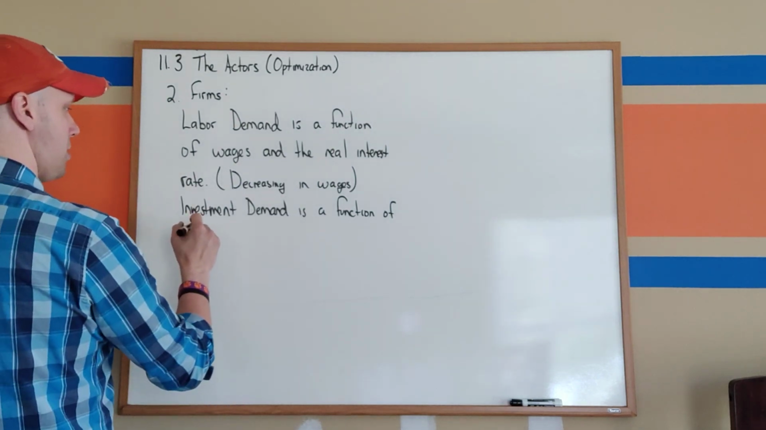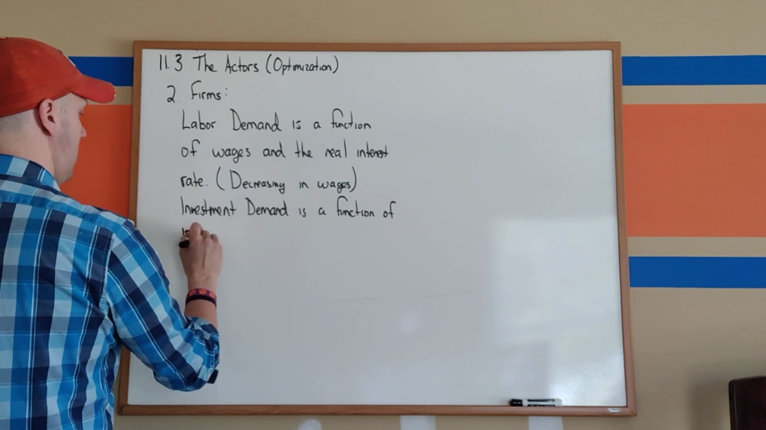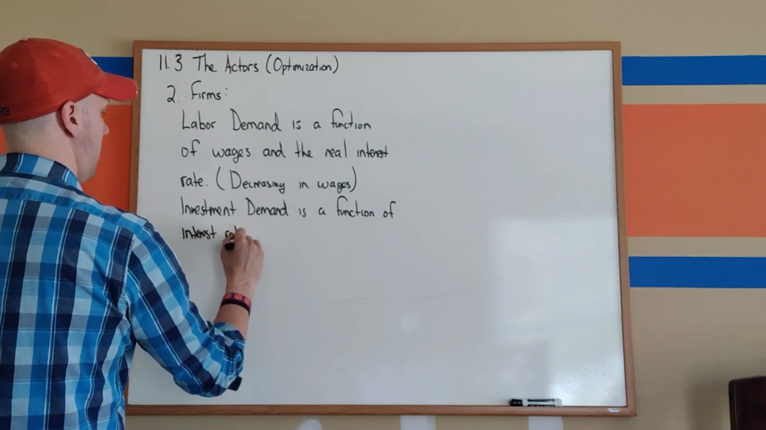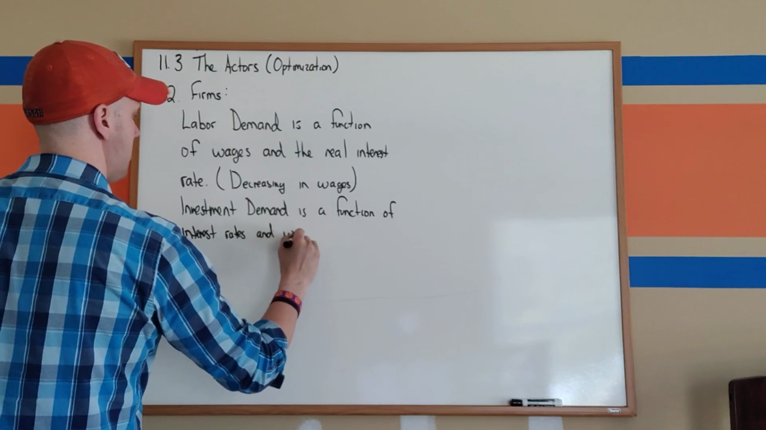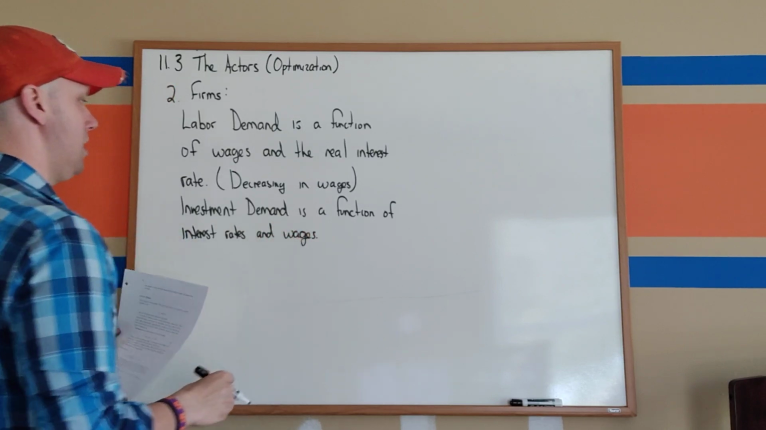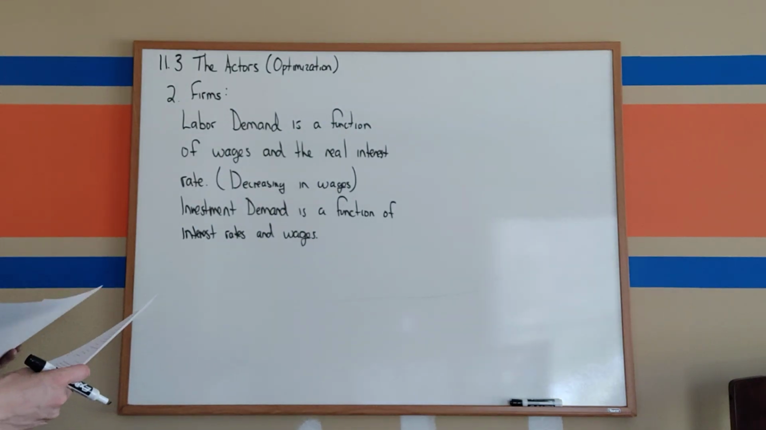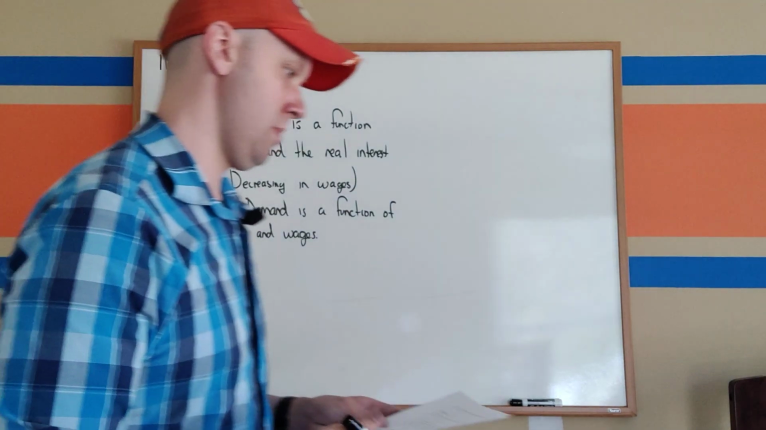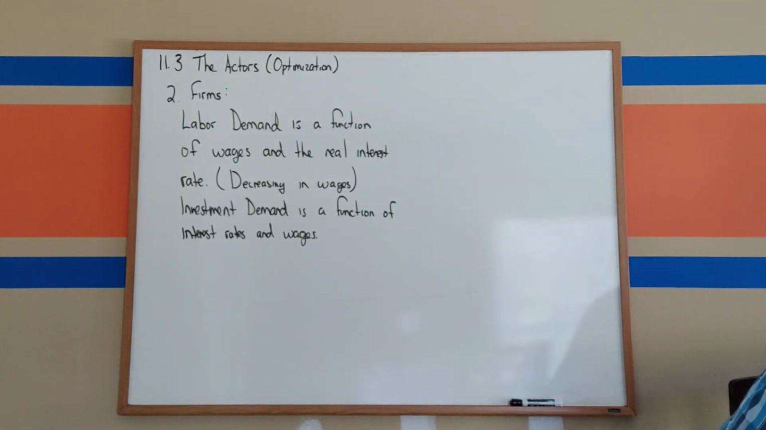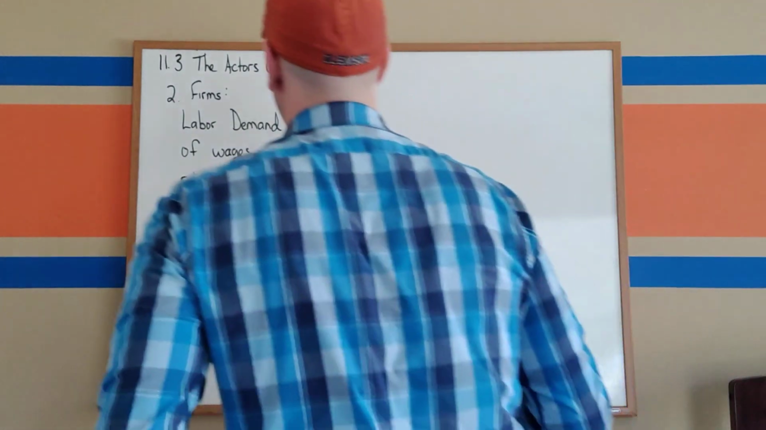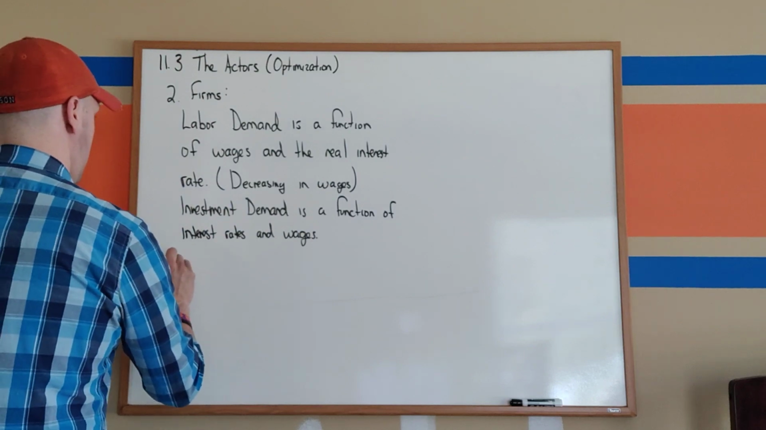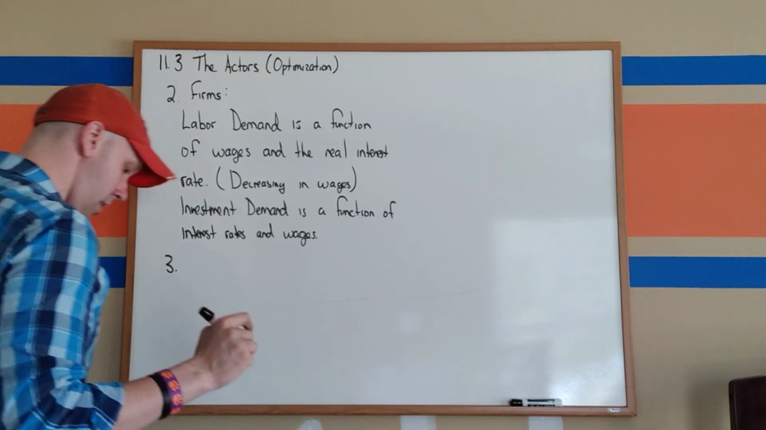Now you've got investment demand, which is a function of interest rates and wages. Again, decreasing in the interest rate. The interest rate goes up, investment demand is going to fall. Now I've got two other players I'm going to talk about, and then we're going to wrap up this section, and we'll start the next section.